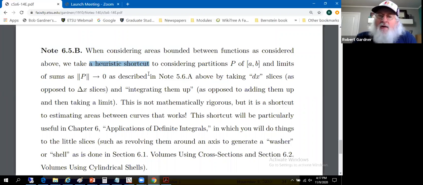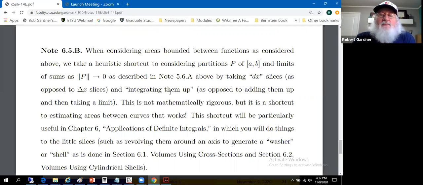Let's introduce it now because this will be helpful for you in chapter 6 when you're off to calculus 2. So when considering areas bounded between functions, as we've done, instead of taking a partition and getting little rectangles and taking a limit as the norm of that partition goes to 0, all this stuff we did above in section 5.6a, I even didn't read the whole thing to you there. What if we just took a dx slice as opposed to a delta x slice?